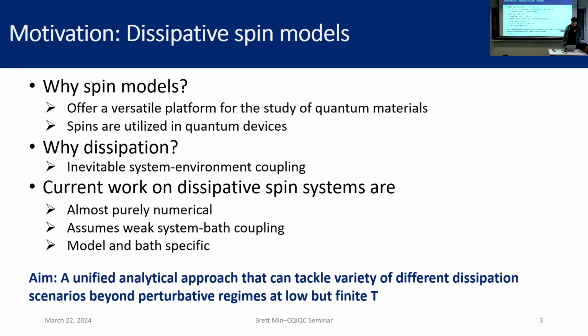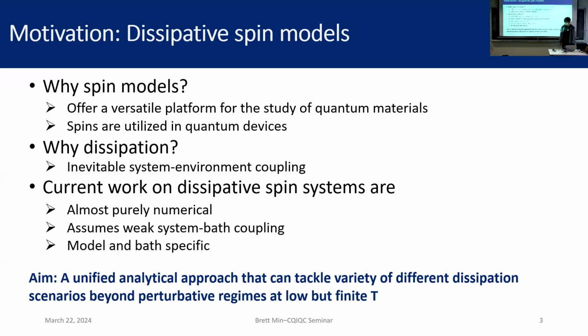Okay, so why do we want to first study spin models? Well, we just heard from the previous talk that it offers a versatile platform for study of different quantum materials with exotic properties. And also spins are utilized in quantum devices. But in actual experimental setups, these systems are inevitably coupled to environment. So there's often a system environment coupling, sometimes uncontrollable. And so we would like to study the dissipative spin systems.